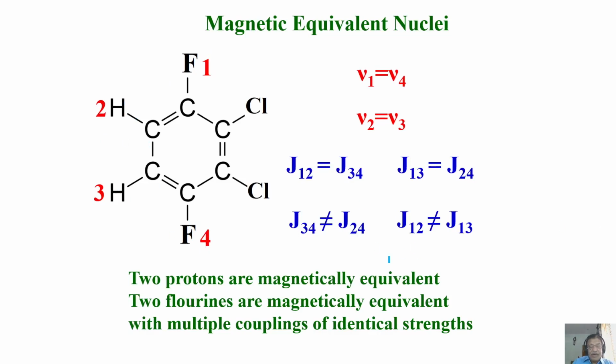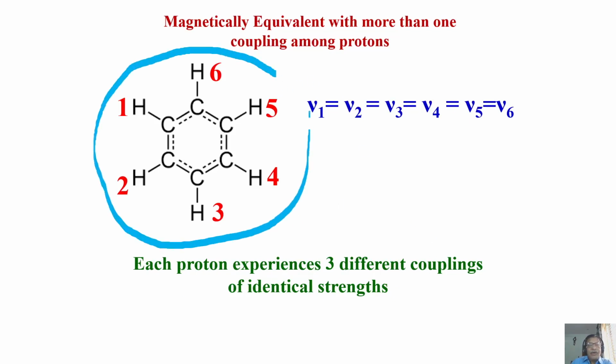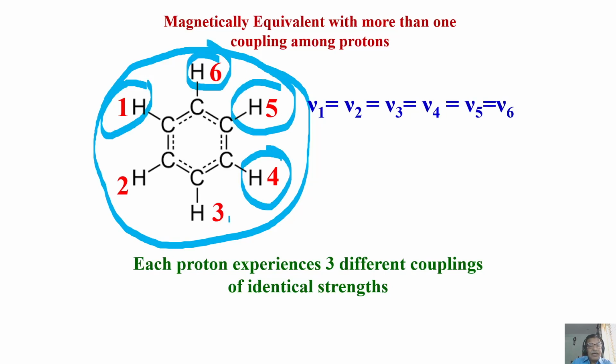Similarly, you can understand that 2 protons are magnetically equivalent and 2 fluorines are also magnetically equivalent, with different couplings. What about benzene? It's a very simple molecule, well known. In chemical equivalence, I have told you that in benzene all 6 protons are chemically equivalent. All 6 protons resonate at the same position, and if you take the benzene proton NMR, or even carbon 13 NMR, it does not matter, you get a single peak, only one peak.